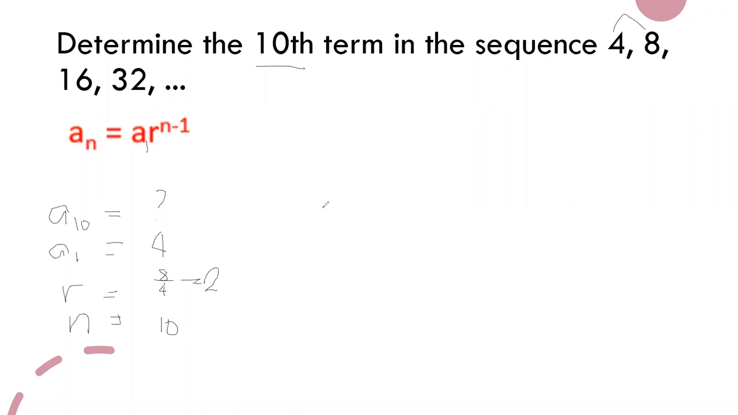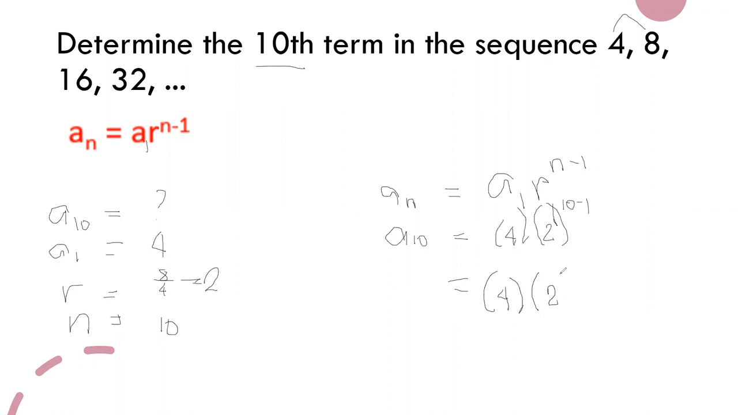So that is 10. So now we'll be using the formula A sub N is equals to A sub 1 R raised to N minus 1. So that will be A sub 10 equals, what is our A sub 1? That will be 4. What is our R? Our R is 2. Tama. R is 2, raised to 10 minus 1. Ibig sabihin yan, that will be 4 times 2 raised to 9. 10 minus 1 is 9.